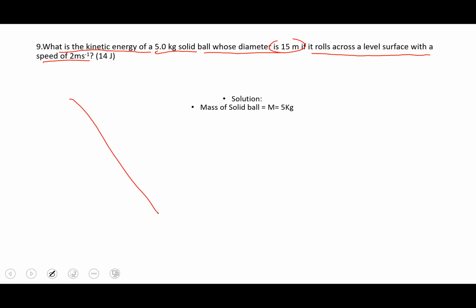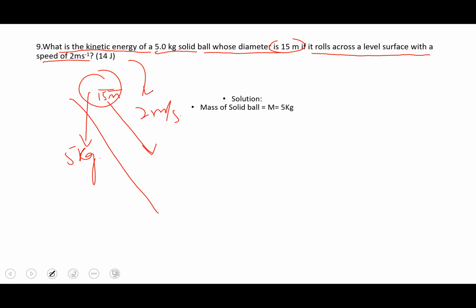Moving on to the next question, what is the kinetic energy of a 5.0 kilogram solid ball whose diameter is 15 meters if it rolls across a surface with a speed of 2 meter per second? Now we have to find out that a ball, let's say a ball is there which has a radius of 15 meters, and it has a weight of 5 kilograms, and it rolls across a surface with a speed of 2 meter per second.